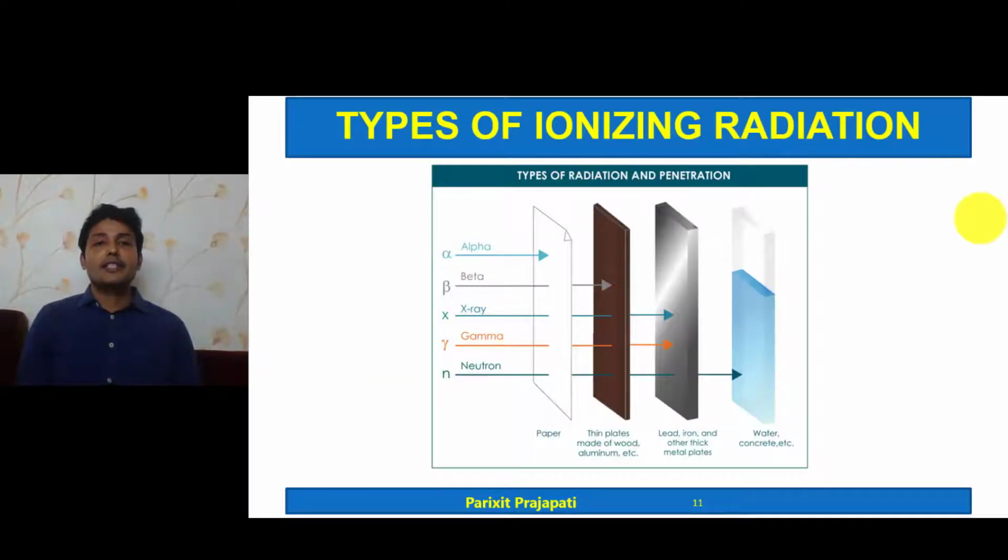Now as we said, radiation is produced by radioactive substances or radioisotopes. So the kinds of radiation produced by these radioactive substances or radioisotopes are alpha radiation, beta radiation, X radiation or X-ray, gamma radiation, or neutron.